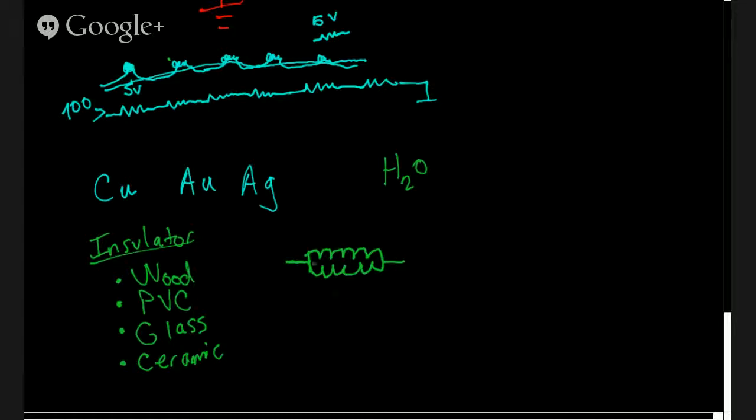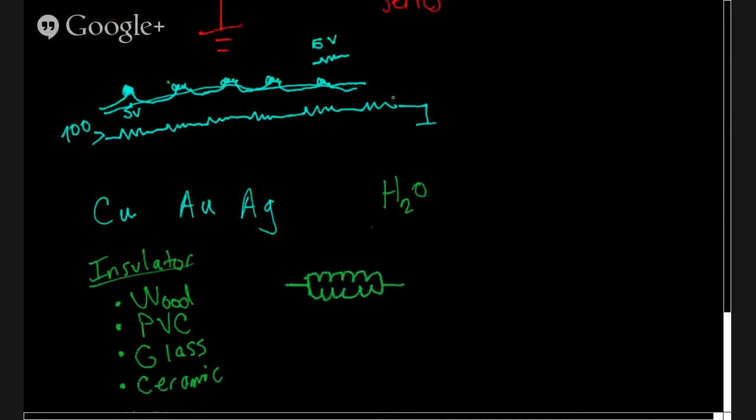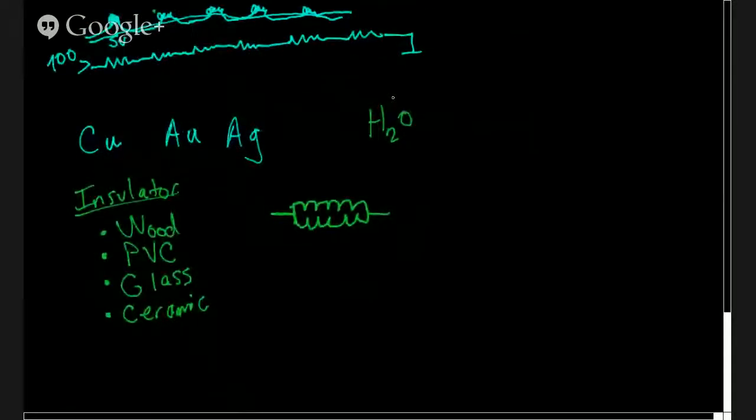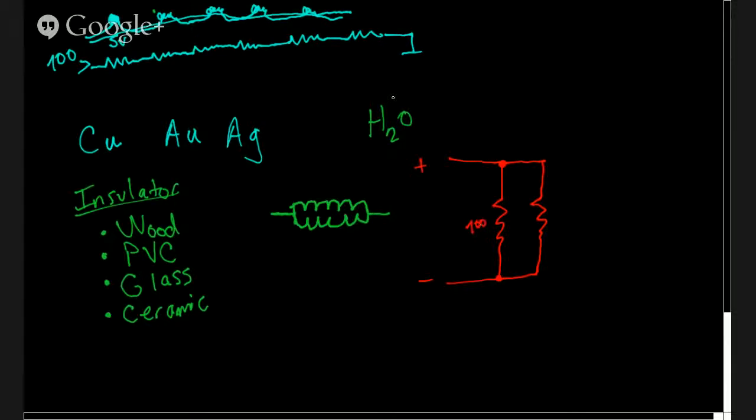So now that we've had this chemistry reprieve, let's go back to our schematics. We talked about series circuits. Let's talk about parallel. Whenever you combine resistances in parallel, we've got a load here, and we've got another load in parallel. Let's say this is 100 ohms, and this is also 100 ohms.